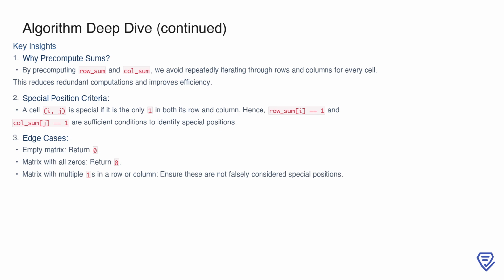Additionally, we must handle edge cases appropriately. For example, if the input matrix is empty or contains only zeros, the algorithm should return 0. Similarly, matrices with multiple 1s in a row or column must ensure that these positions are not mistakenly marked as special. These considerations ensure the robustness of our solution.